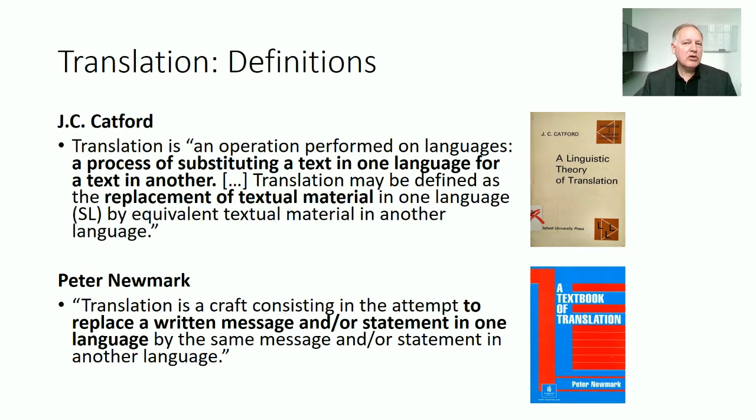So some important things to unpack in Newmark's definition. First, he calls it a craft. So it's an ability, it's an art, it's a skill that we develop. We're replacing a written message or statement, going from one language to another. And I like how he says it's the attempt. So it's something that's difficult to do, and also the same message. So he hits on that idea of equivalence or correspondence.